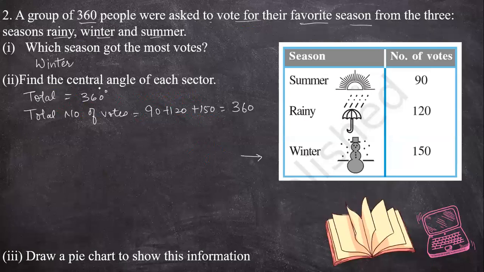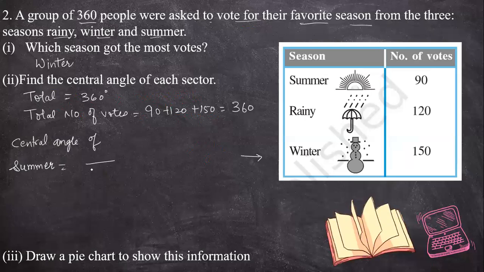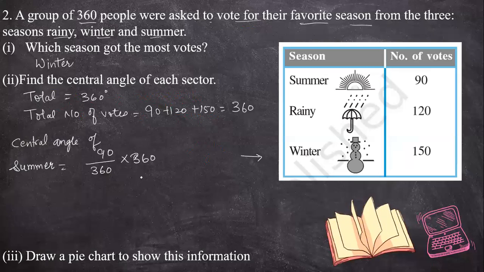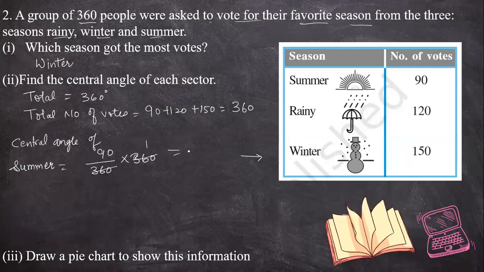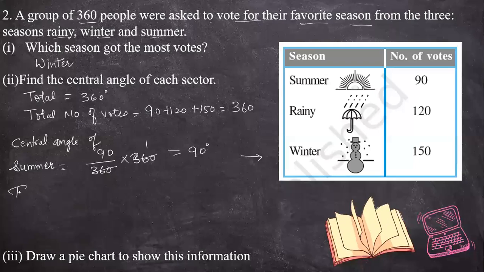So what will be the central angle? Here, the central angle of summer, if I find: total votes are 360. Out of that, summer got 90 votes and we need to find the angle. So multiply by 360. If we needed to find percentage, we'd multiply by 100. 360 and 360 cancel out. Ones are 90, so 90 degrees. Now next, it's rainy.